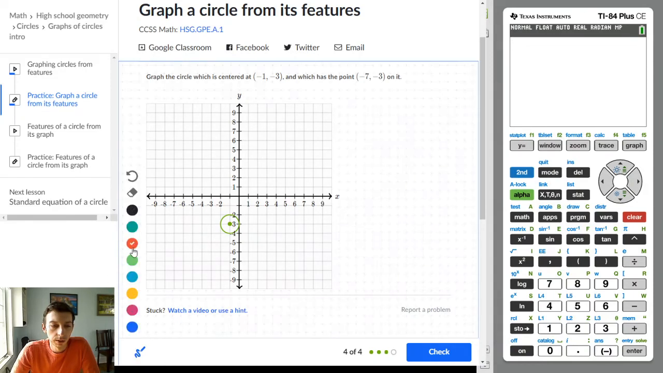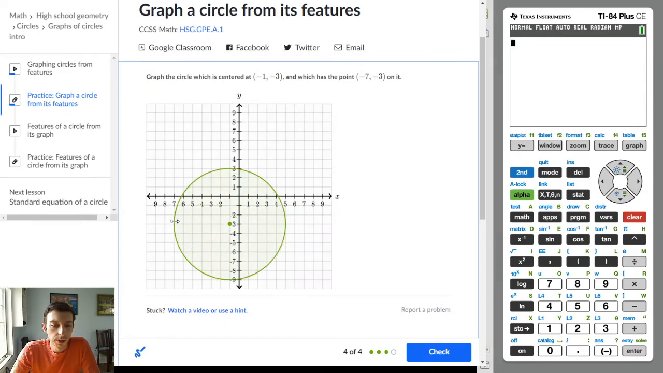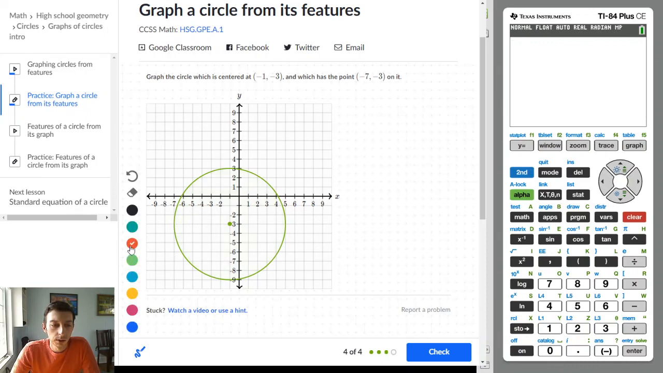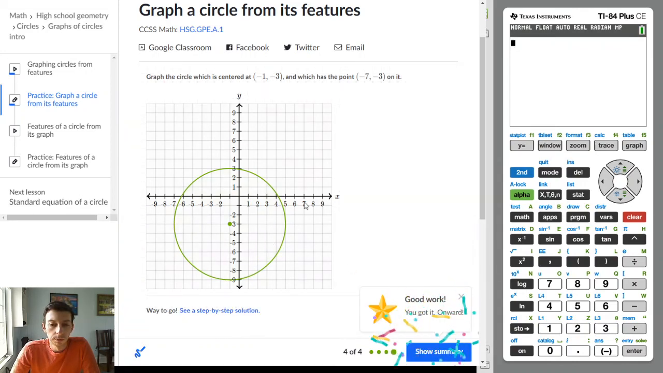We'll try to draw on it. Well, that's not really going to work. So anyways, -7, -3 is all the way over here. So that is the spot that I need to make sure is on the circle. So I was going to draw it, but it doesn't seem to be able to do that. Cool, good to go.